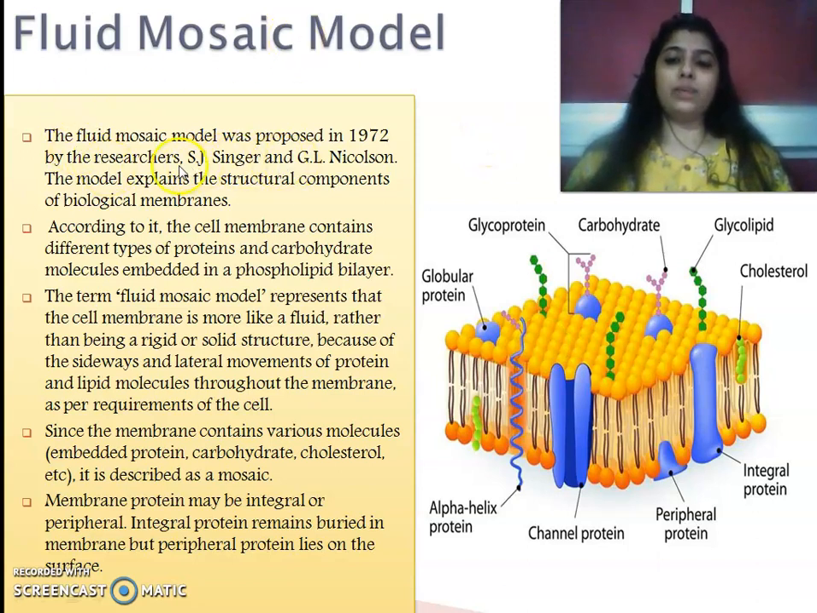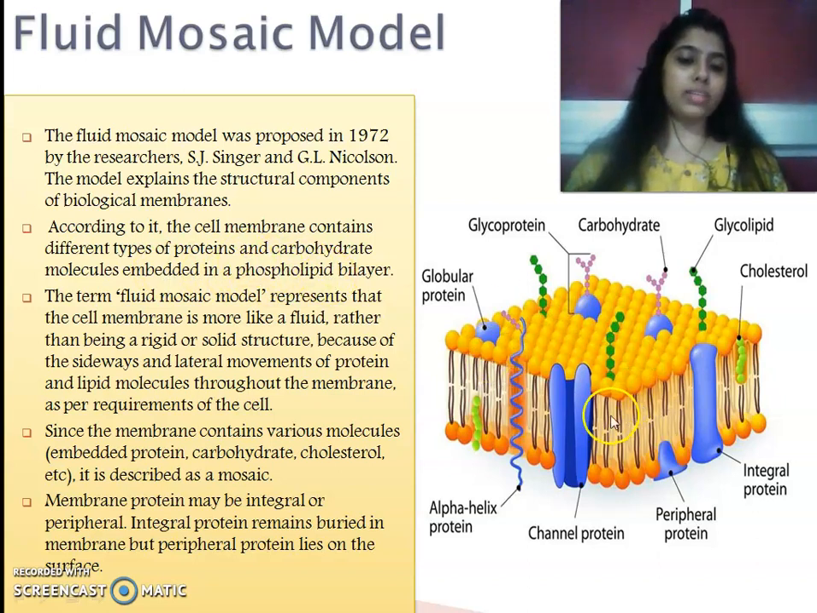It was proposed by Singer and Nicolson in the year 1972. Then the model explains about the biological membranes and the structural components of our membranes. The cell membrane consists of different types of proteins and carbohydrates embedded in the phospholipid bilayer. Already we have seen this in the last diagram.